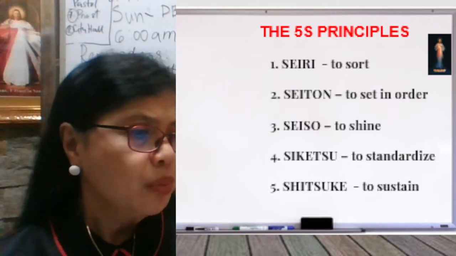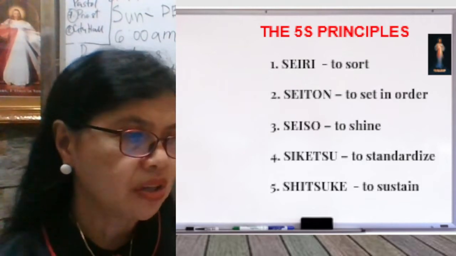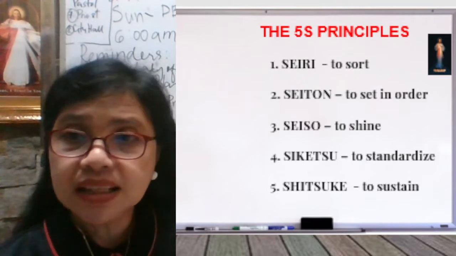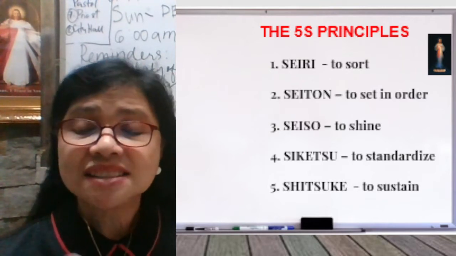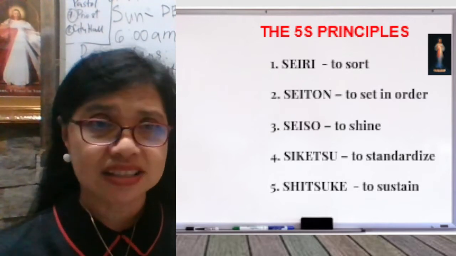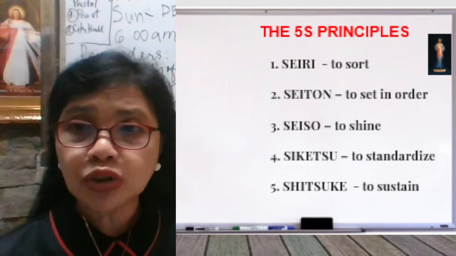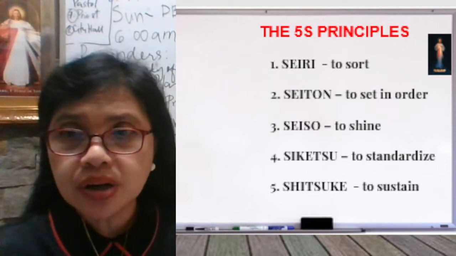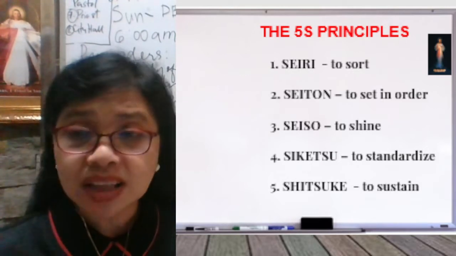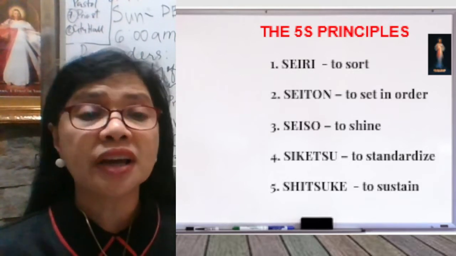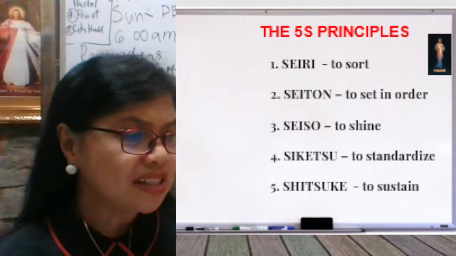Okay. So, what is this Kaizen all about? The Kaizen has five principles. Number one, Seiri means to sort. Seiton, to set in order. Seiso, to shine. Seiketsu, to standardize. Shitsuke, to sustain. So, what does this mean?